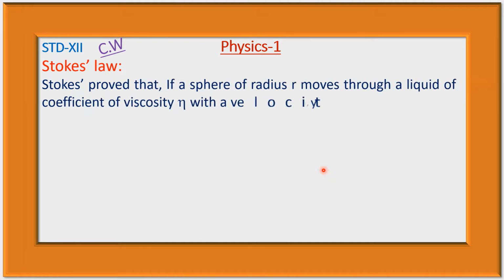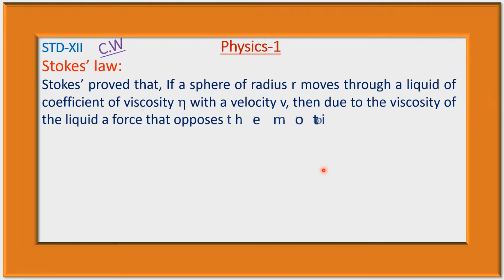Stokes proved that if a sphere of radius r moves through a liquid of coefficient of viscosity eta with a velocity v, then due to the viscosity of the liquid, a force that opposes the motion of the sphere would be F equal to 6 pi eta r v. Here eta is the coefficient of viscosity of the fluid through which the body falls, r is the radius of the sphere which is falling through the fluid, and v is the velocity of the sphere.